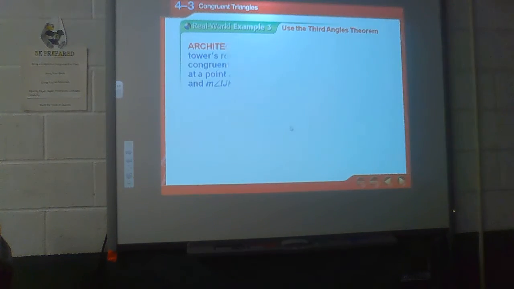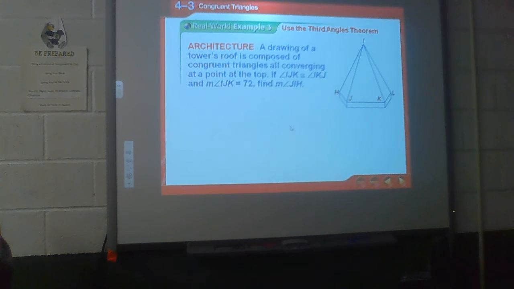So now we look at weird things. A drawing of a tower's roof is composed of congruent triangles, all converging at a point at the top. If angle IJK is congruent to angle IKJ, that's one that's really confusing because all the letters are the same, but they're not in the same order. So I'm comparing the I's and the K and J and then the K and the J, but they're in different spots, right? So it's kind of a weird one.